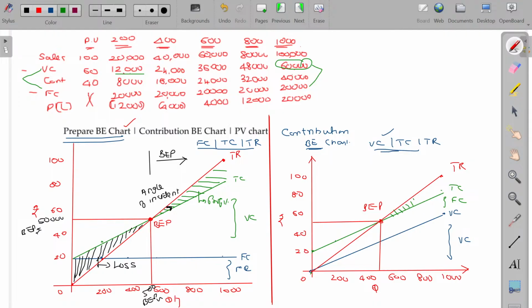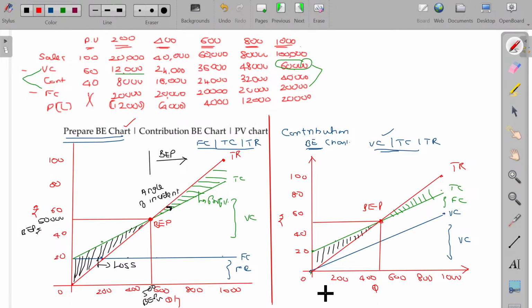Everything is similar. Only one change is there in case of contribution break-even point. The main thing to be noted here is first you start with the variable cost, then you add the fixed cost. In case of BEP chart, you start with the fixed cost, thereafter you find out the total cost. Now, under contribution break-even point, you can get the contribution directly.